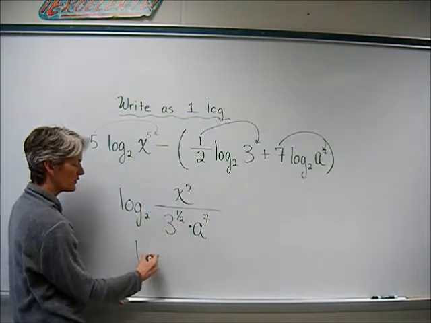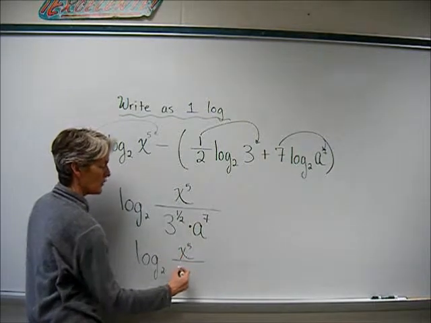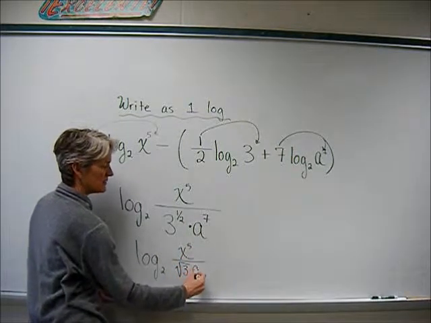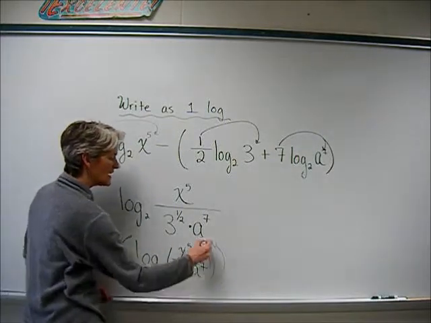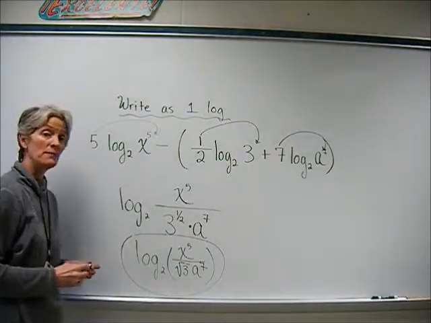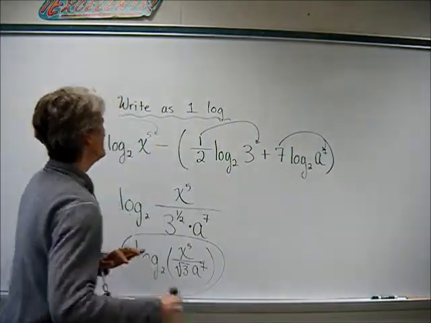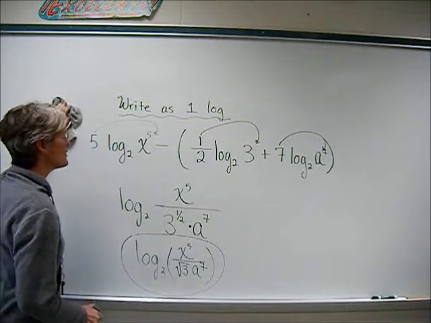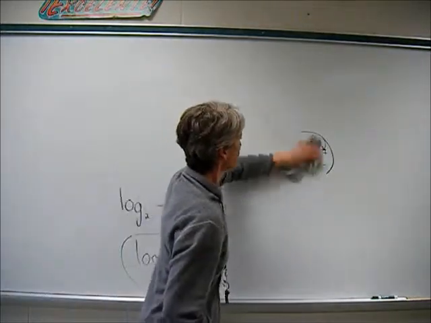Or if you like those radicals, you could write this as x to the 5th over the square root of 3 times a to the 7th. Okay? We have condensed that log. All right? Now, a third thing that we might do, which is a little fun, I think, it's kind of like a little puzzle.